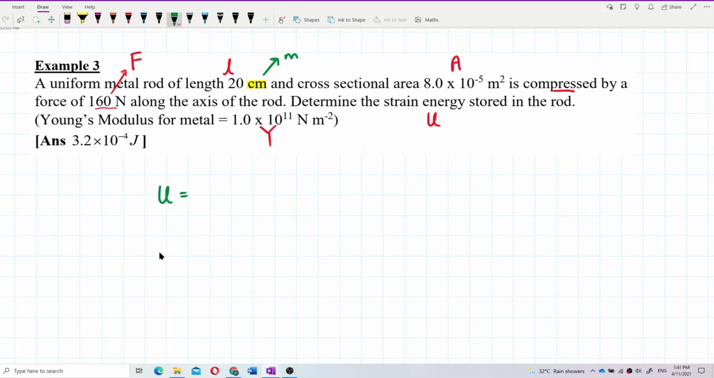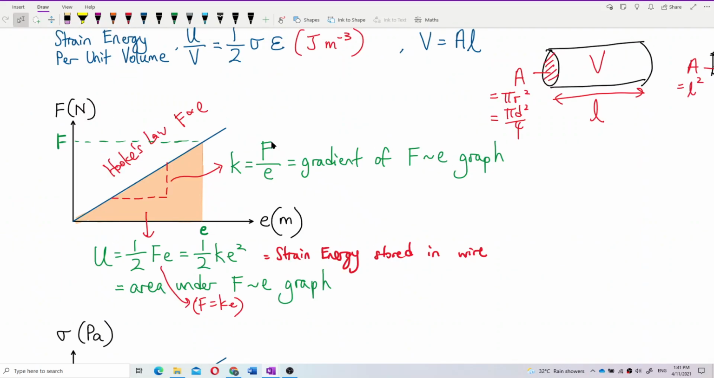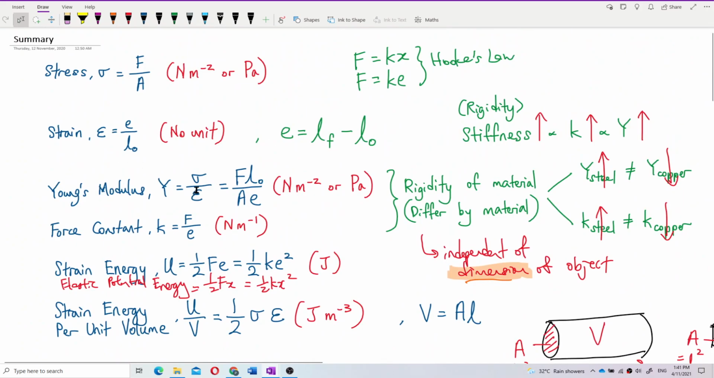So strain energy is half F e, or if you have the force constant, you can also use half k e square. We have the force already, but we don't have the elongation. So how to find the elongation? We can find that from the Young's modulus, because the Young's modulus formula is stress over strain, or FL over AE. This is the formula.